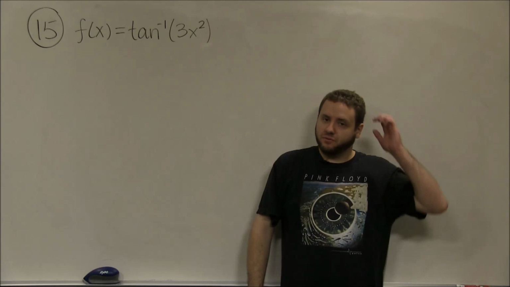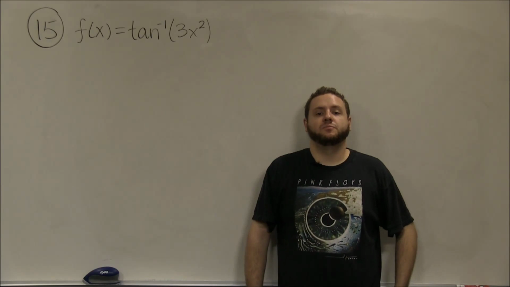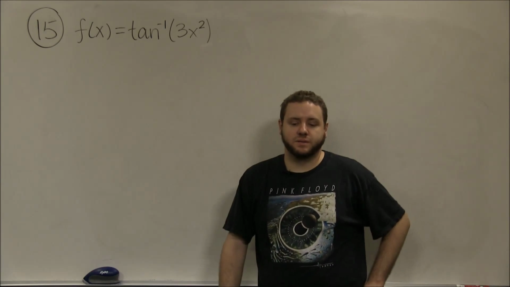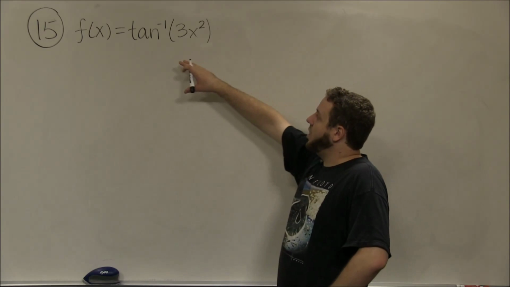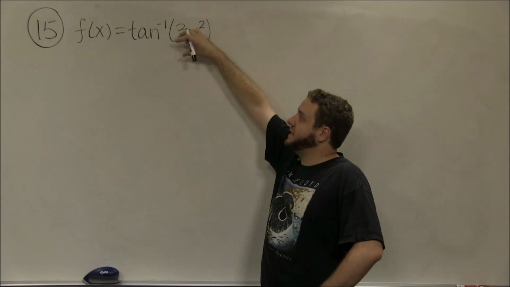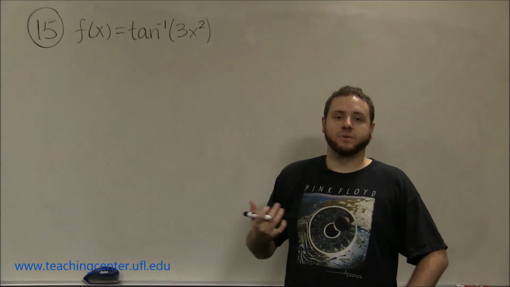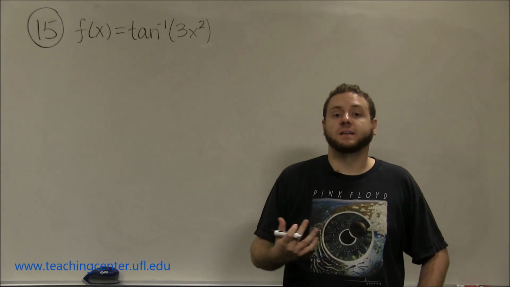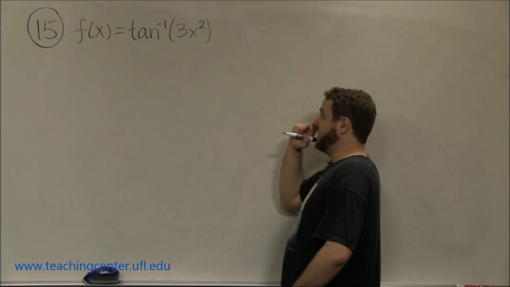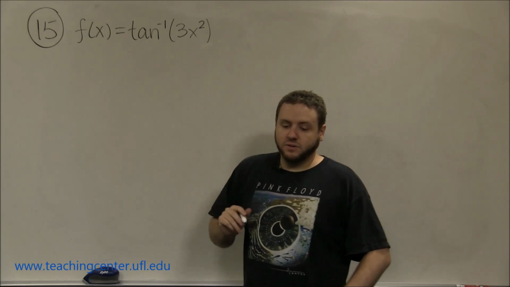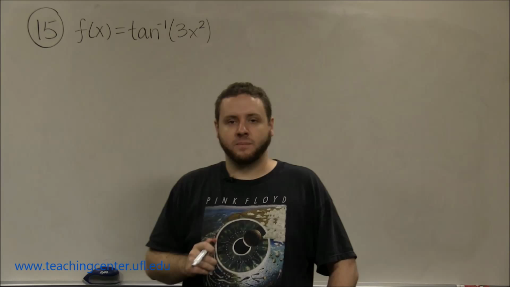Problem number 15, we're given a function where we have an inverse trig function. So this is the first one we've encountered like this on this review, where we're taking the arctangent, or the tan. Remember, tan to the -1 power does not mean the reciprocal of tangent. It means the arctangent, or the inverse function, of 3x squared. And our first question is to find the slope of the normal line.